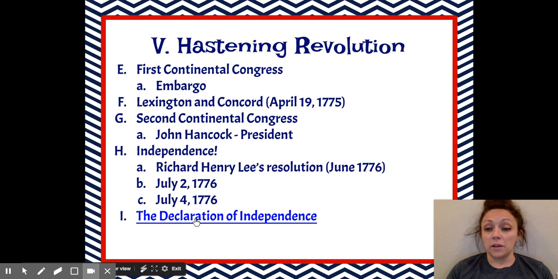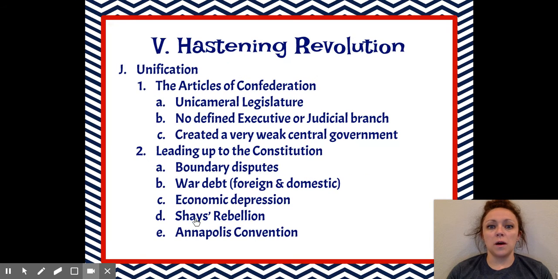And we're going to look at the Declaration of Independence in class and look at a couple of the different sections of it. And you'll have a bonus mission with that as well. So scooting on then to unification.